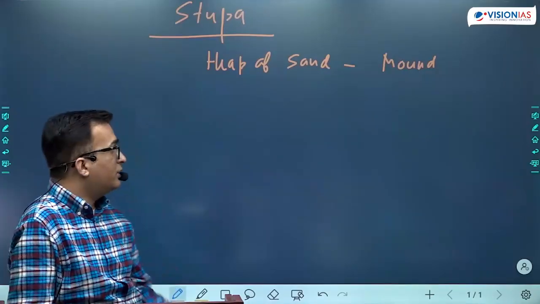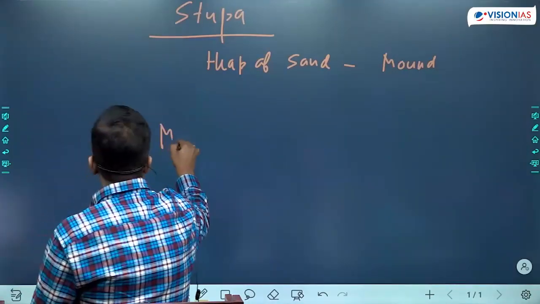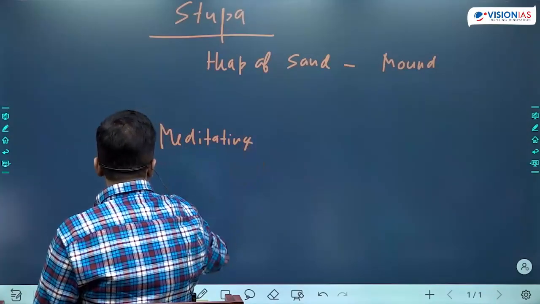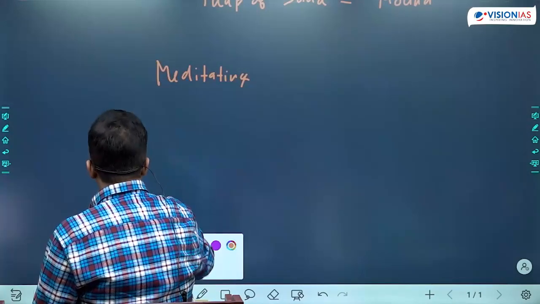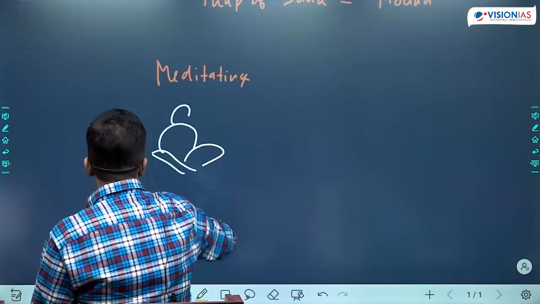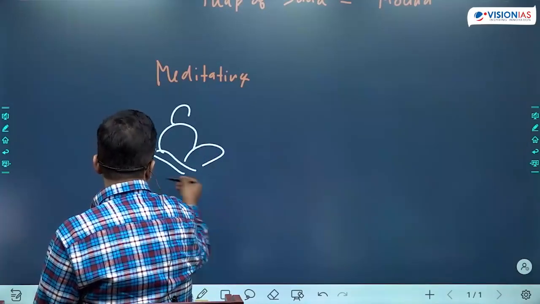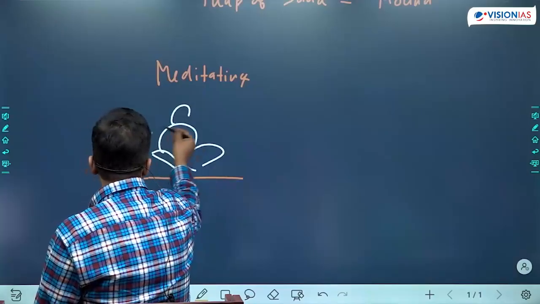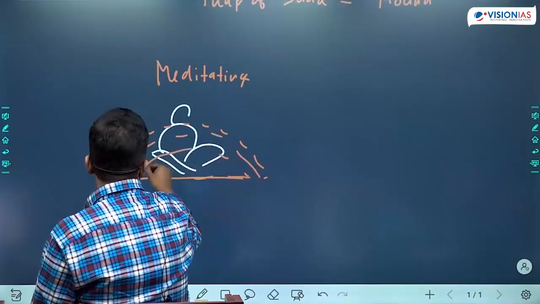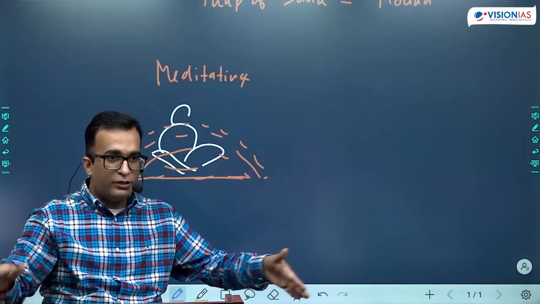These rishis had one attribute: they meditated for months and months. They can meditate for a month or two or three, whatever is possible. They do the meditation in the open, and then what happens? During this process, a heap of sand gets collected over their body, in a particular shape.